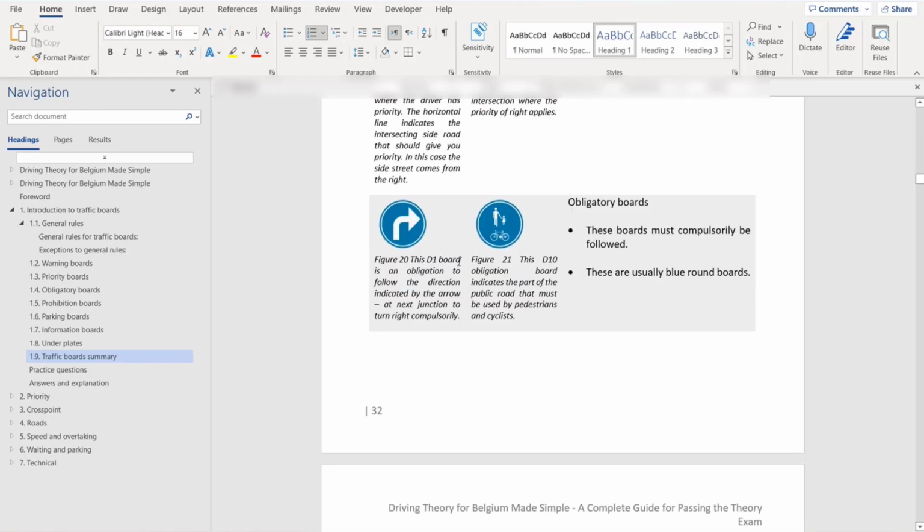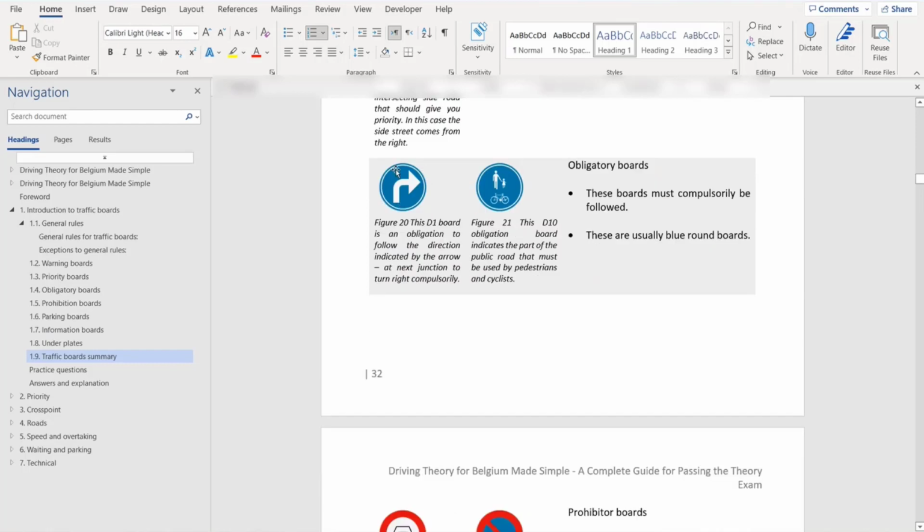So next we move on to obligatory boards. These boards must compulsorily be followed. These are blue round boards. So the left board indicates that you must take a right at the next junction. You're not allowed to go left or go straight. You must compulsorily take right at the next junction.